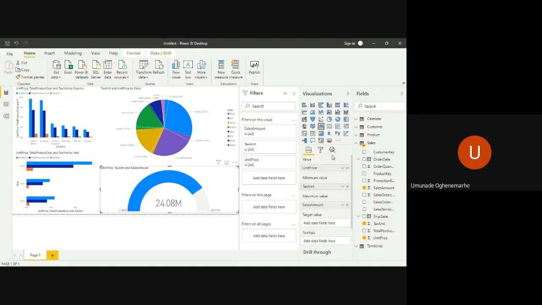We can also come to format and manually set a target. We go to gauge axis and manually set a target. Let's say 26 million. 23, 23. Boom, there it appeared. That's a permanent one that won't move. So that's basically how to use a gauge.